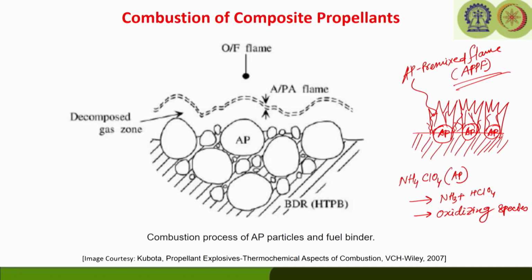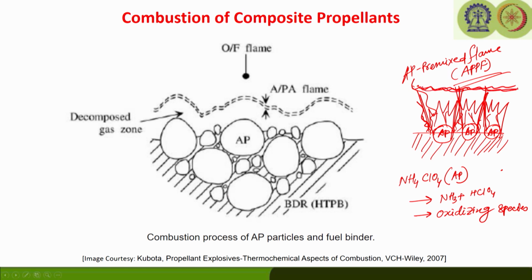and this is going to produce a flame with the oxidizing species and the fuel species coming out of the fuel binder, and they are going to form the diffusion flame there. So, eventually this will form some diffusion flame.